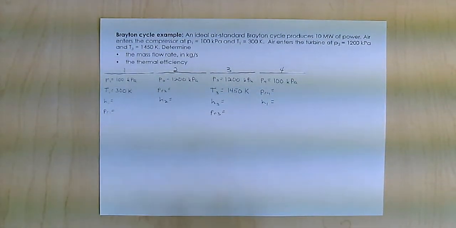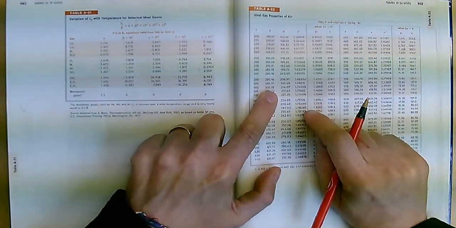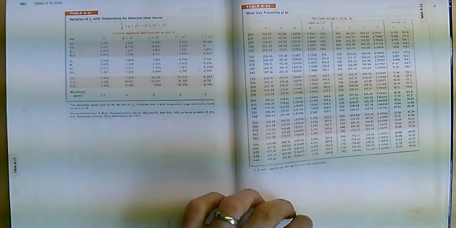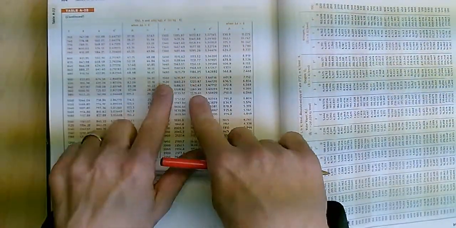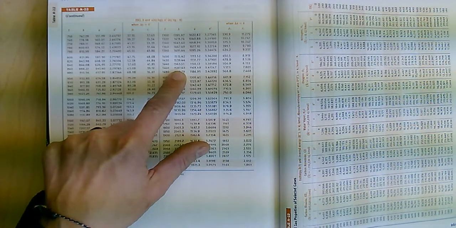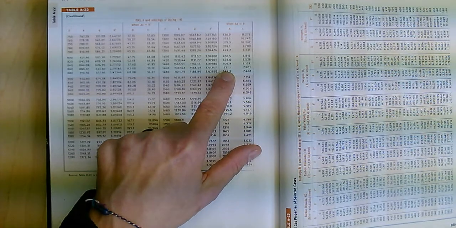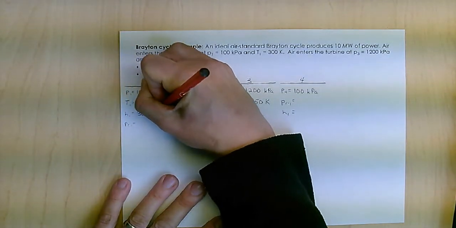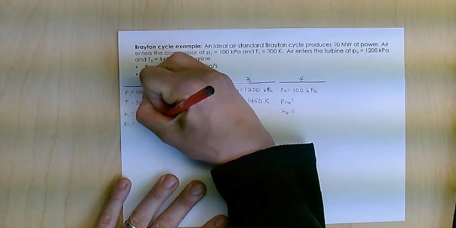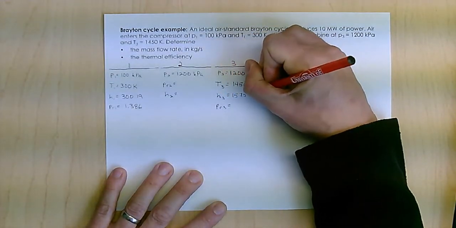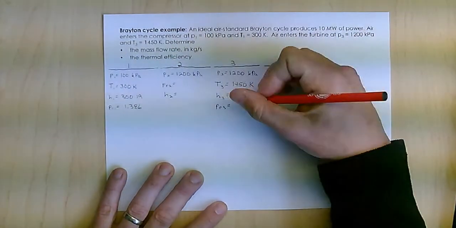This is 300 Kelvin and 1450 Kelvin. So at 300 Kelvin, my H value is 300.19 and my PR value is 1.386. At 1450 Kelvin, I'm halfway in between these two, which gives me an H of 1575.57 and a PR value of 522. Okay, so those are those two states. H1 again is 300.19 and PR1 is 1.386. H3 is 1575.57, and PR3 is 522.